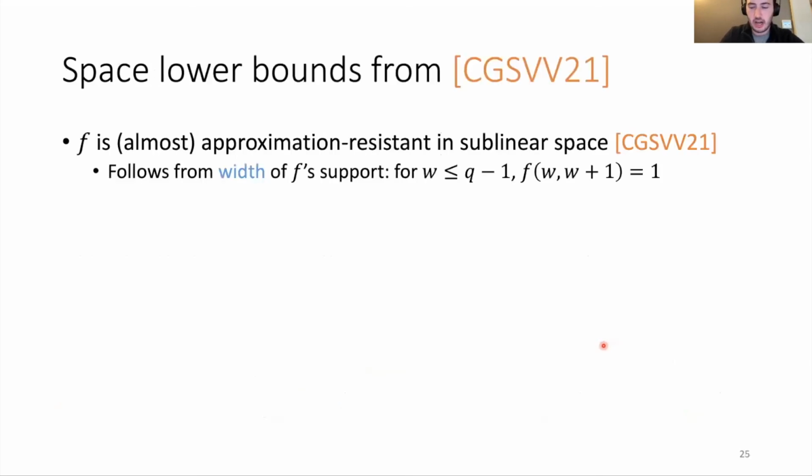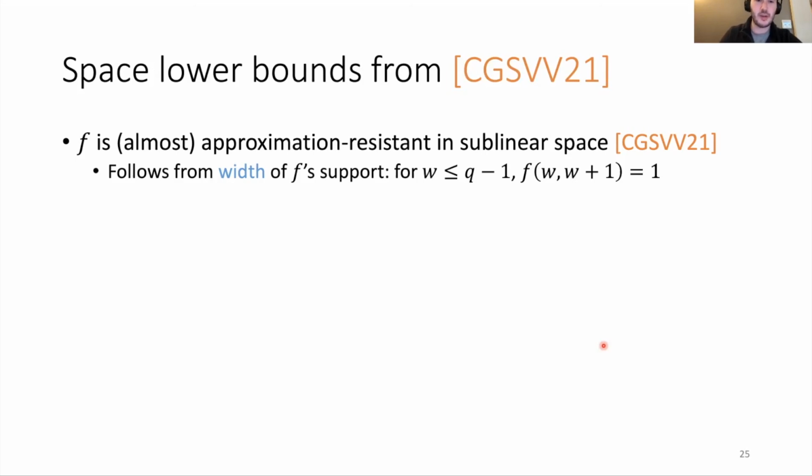Okay, now I'm going to talk a little bit about why this choice of f gives us approximation resistance results for the max CSP f problem in sublinear space from this Cho et al. work. Essentially, it follows from a particular property of f called the width of its support. What this means is that if we look at all of the pairs like f(1,2), f(2,3), f(3,4), etc., almost all of them will equal 1, except for one particular value: f(q,1) will equal 0, because q is not less than 1. But for every w which is not equal to q, f(w, w+1) will be 1, because w is less than w+1.